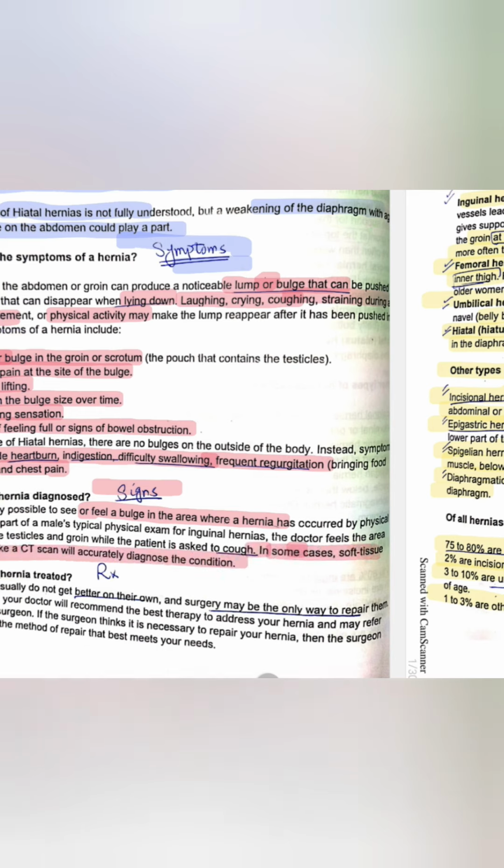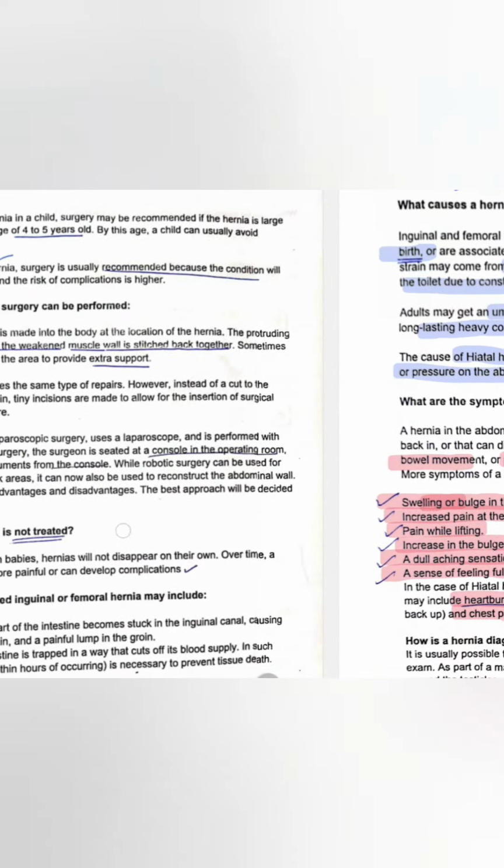How is a hernia treated? Hernias usually do not get better on their own, and surgery may be the only way to repair them. However, a doctor will recommend the best therapy to address the hernia and may refer you to a surgeon. If the surgeon thinks it's necessary to repair the hernia, the surgeon will tailor the method of repair that best meets your needs.